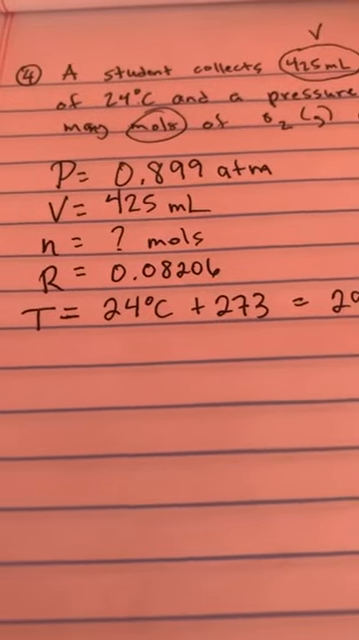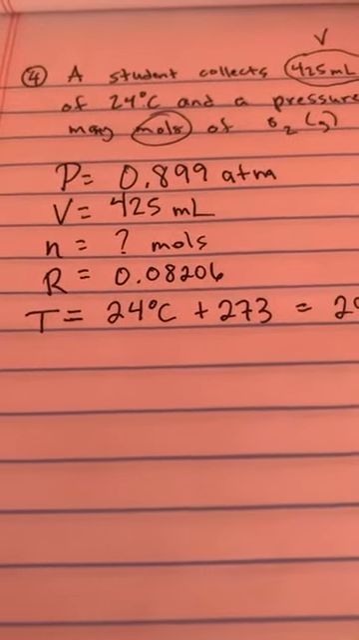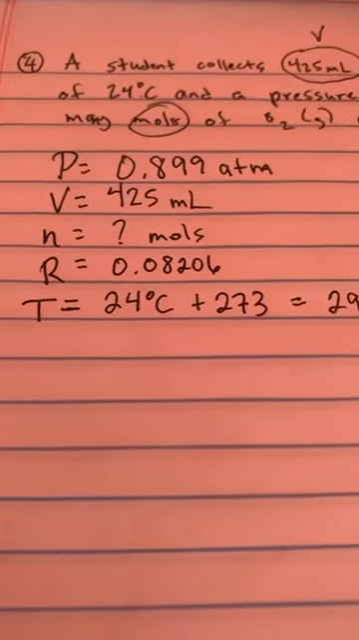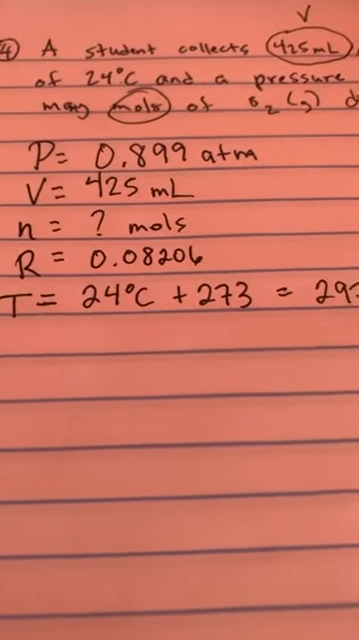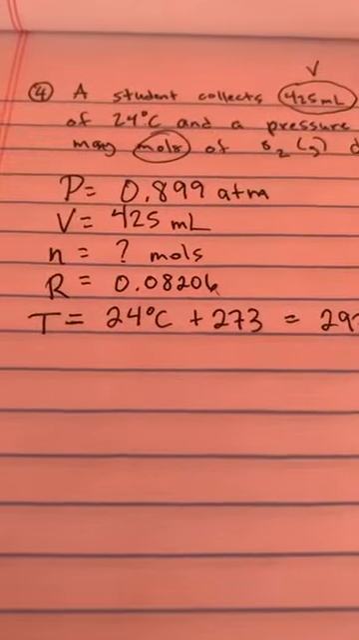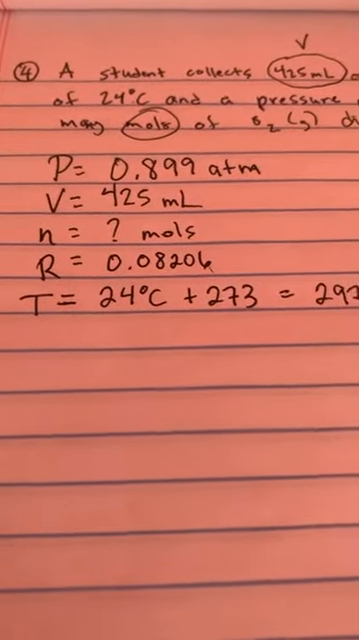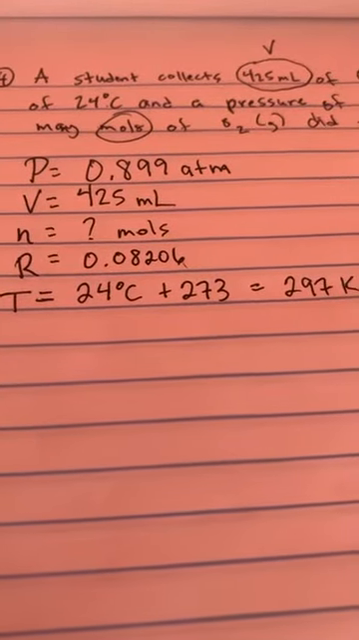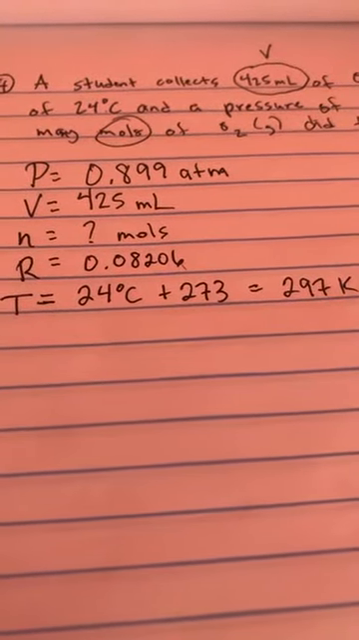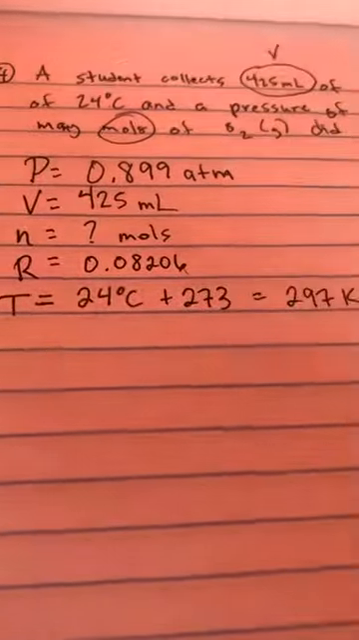By the way, some R values you will see will be 0.08210, which is fine. I just prefer that one. But 0.08210 is fine as well. You're not looking at that big a difference in the number. That's just how I learned it.